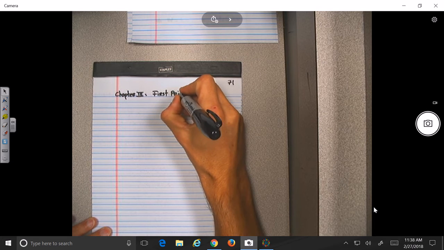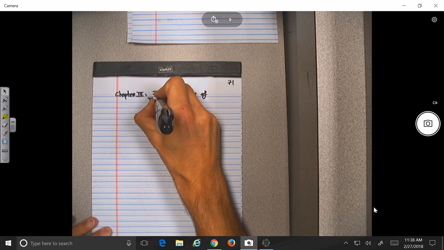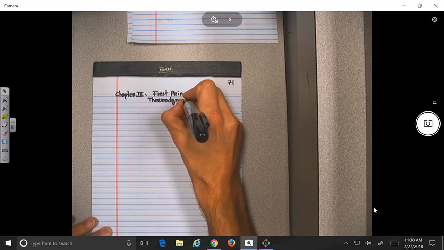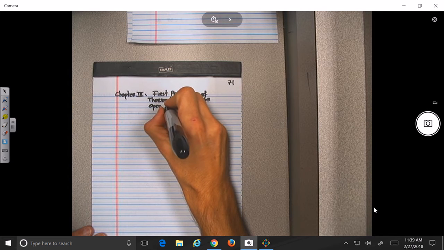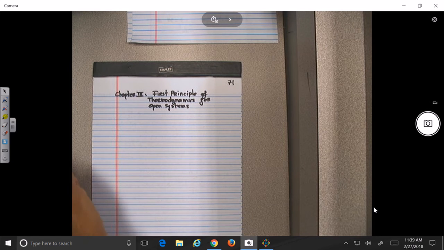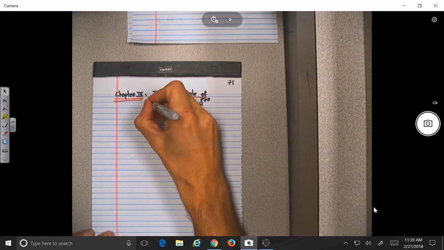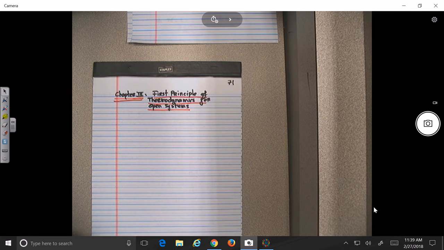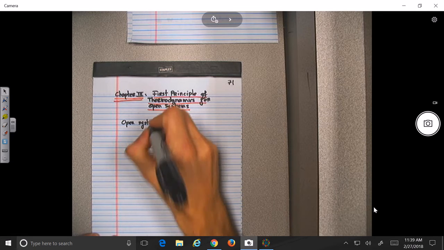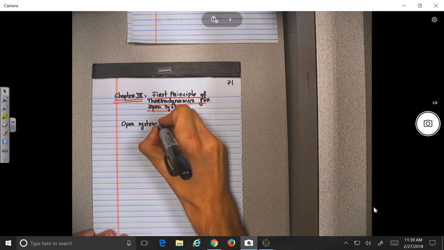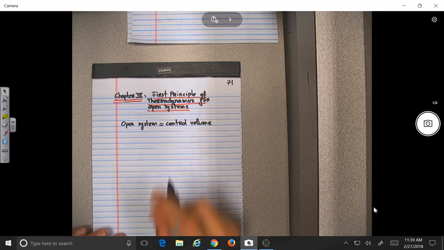First principle of thermodynamics for, so before we had closed system, this one I like to call open systems. Remember that what I like to call open system is what they call in many textbooks control volume. And you will understand now why.